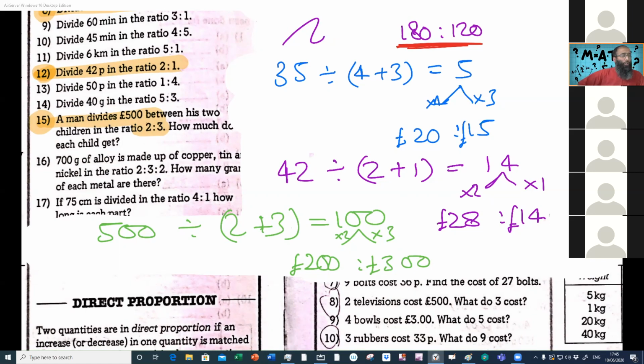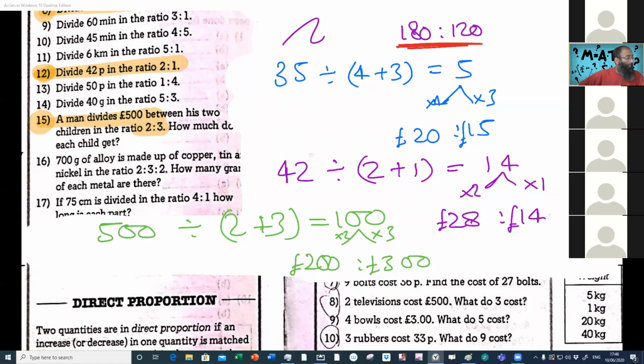So we said 42 divided by the ratio 2 to 1 is 42 divided by 2 plus 1. 42 divided by 3 will give us 14. Now we have to times that by the 2 and times it by the 1 of the ratio. So that gives us 28 to the ratio of 14, and they both added back to 42.